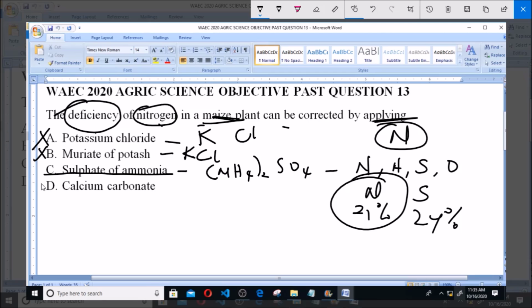Now option D says calcium carbonate, and of course it also does not contain nitrogen. This is its chemical formula, so it does not contain nitrogen and cannot be used to correct the deficiency of nitrogen. So as we have rightly established, option C, sulfate of ammonia, is the correct answer to the question.